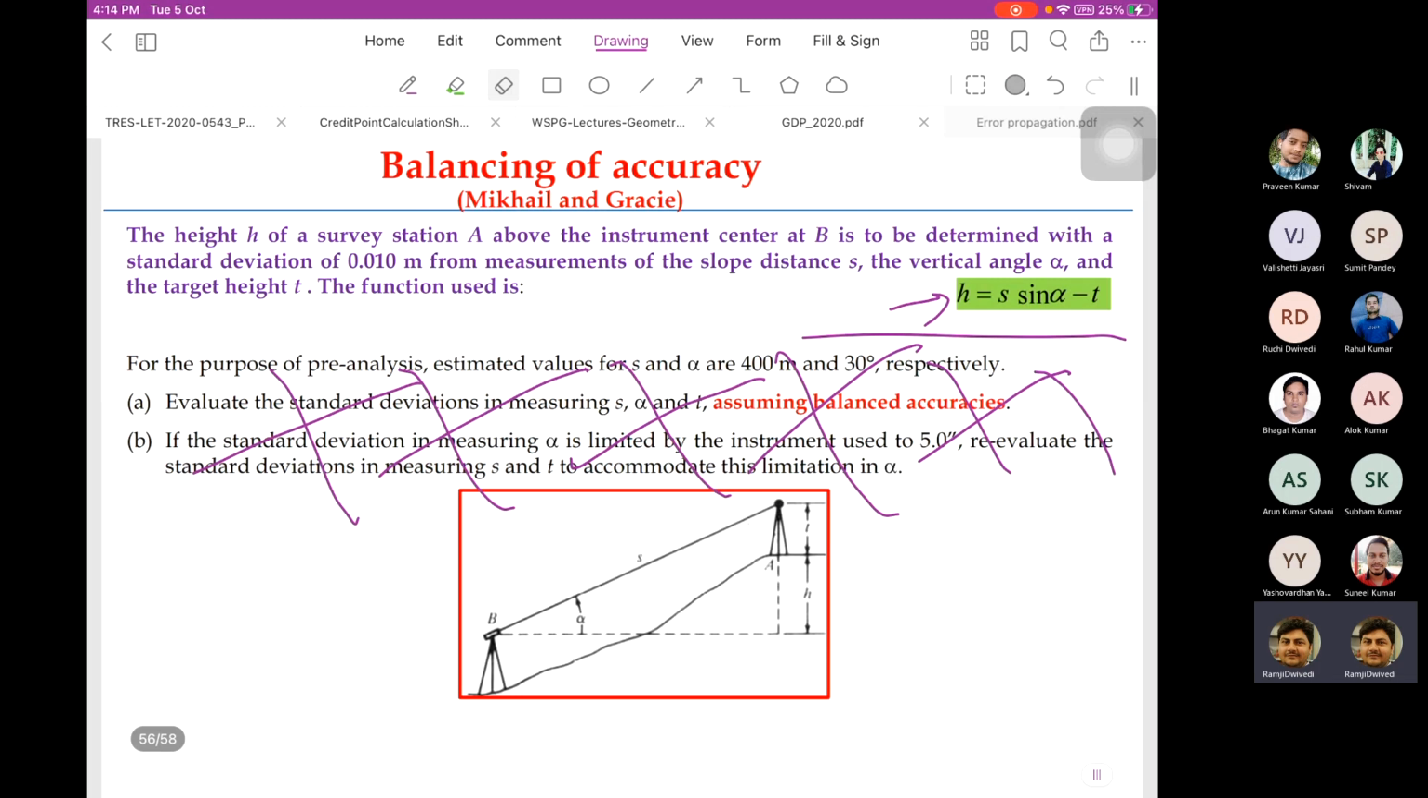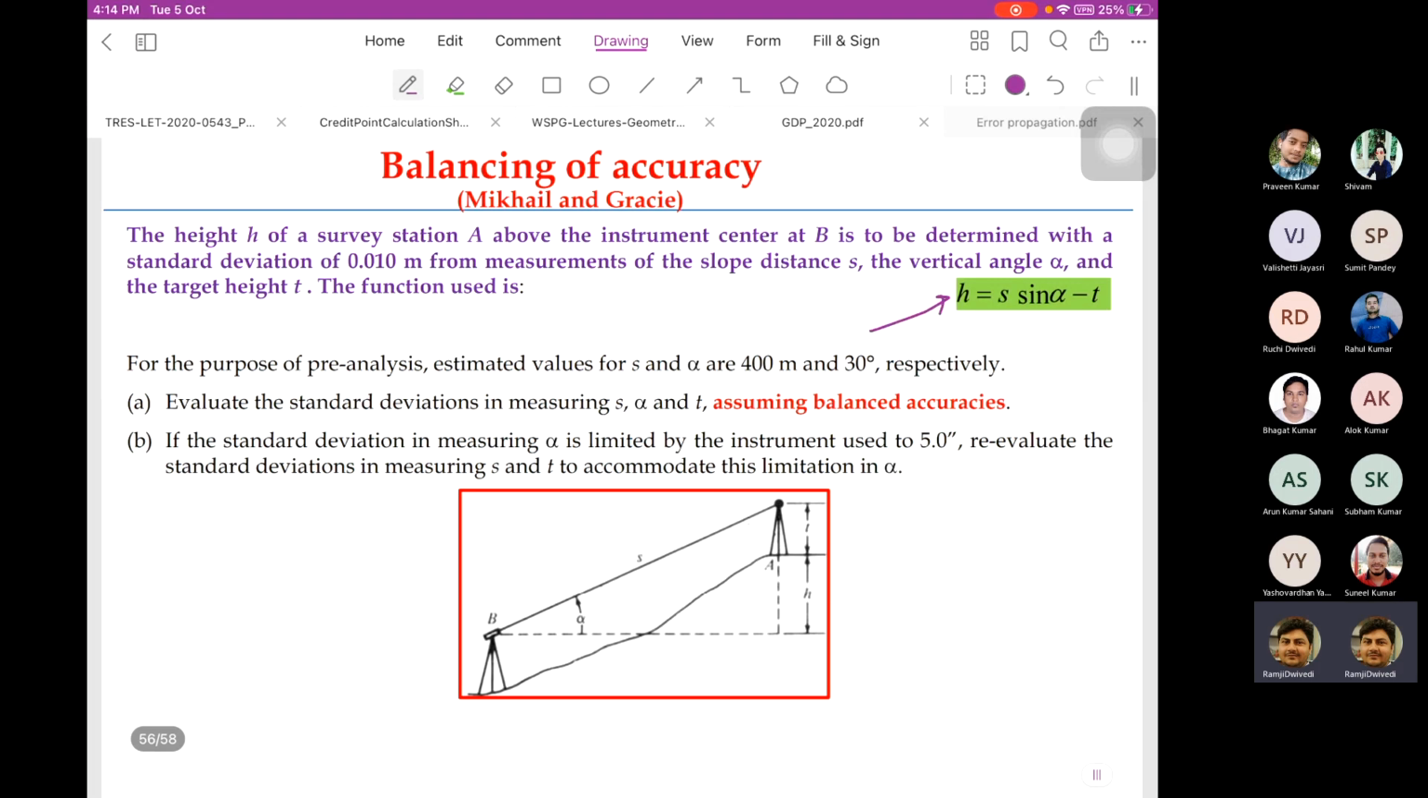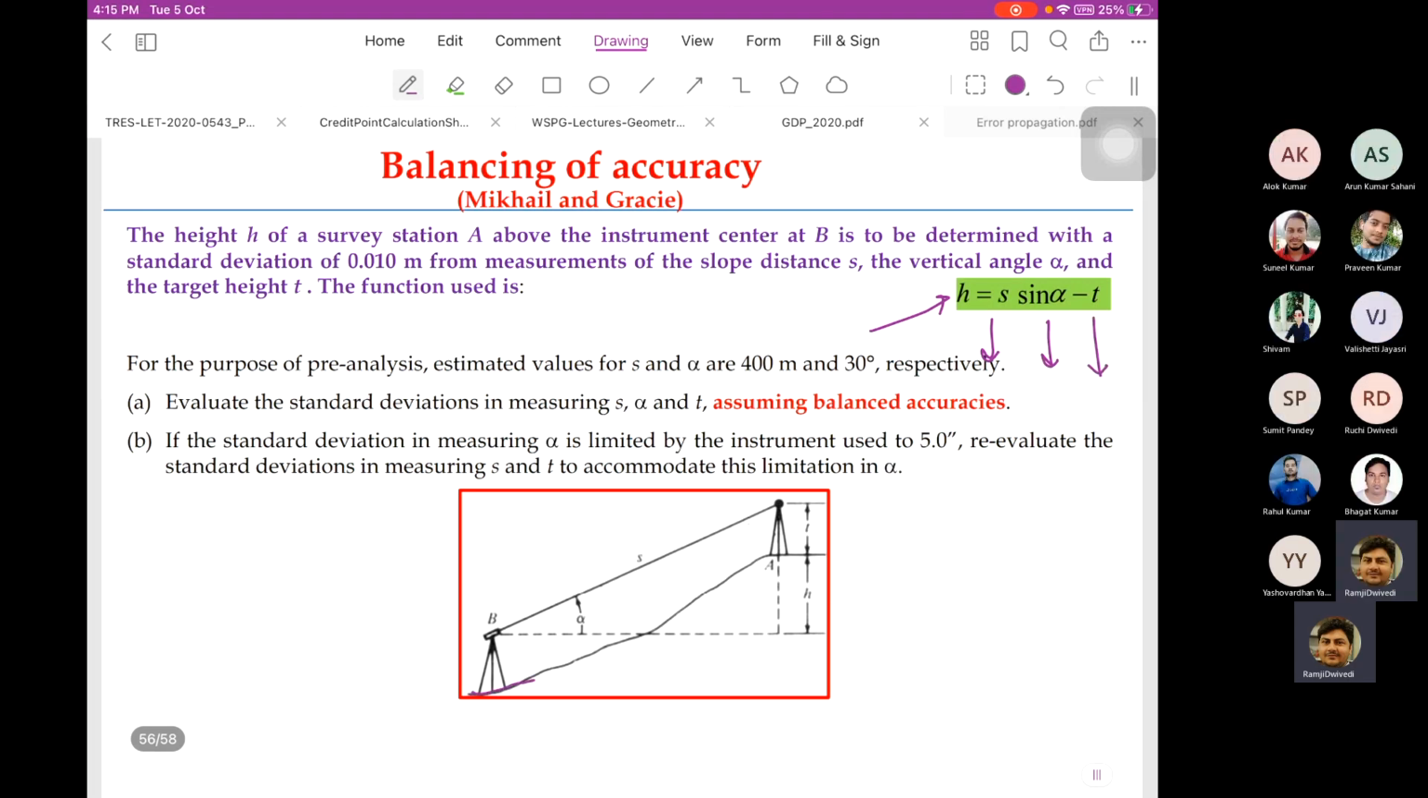What I was looking for, when I said you have to decide whether this is acceptable work or not: to get h from this function, it is very clear that you must have s, you must have alpha, you must have t. Obviously, this is an accessible area. That means you can go to that place to establish your station. You can get this t value. You can get the measurement of t, of s, and of alpha. So what is more important is that you are not focused here.